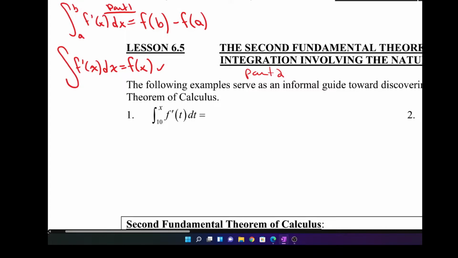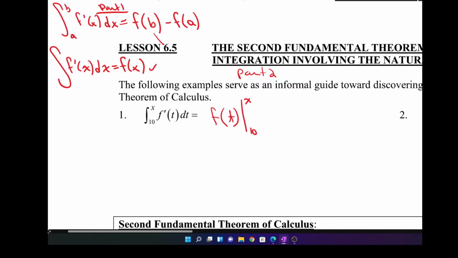So the integral of a derivative should be the original function, right? There's my original function, and I would normally say plus c, but this time we're going to evaluate it from 10 to x. That's my lower bound and that's my upper bound, and so I have F of x minus F of 10.